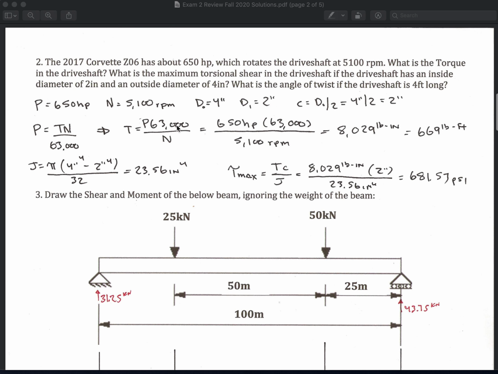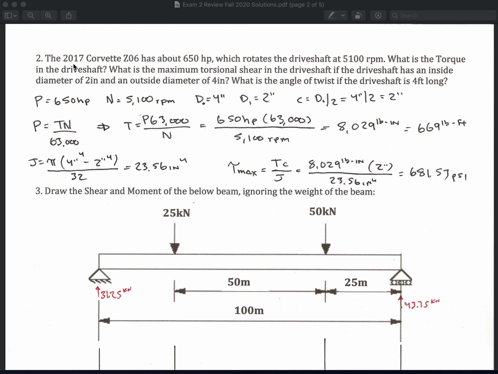Now, question 2, similar. It's a 2017 Corvette Z06, has about 650 horsepower, which rotates the drive shaft at 5,100 revolutions per minute or RPMs. First, I want to know what the torque is in the drive shaft. Once you've obtained that, then I want to know what the maximum torsional shear stress is in the drive shaft if the drive shaft has an inside diameter of 2 inches and an outside diameter of 4 inches.